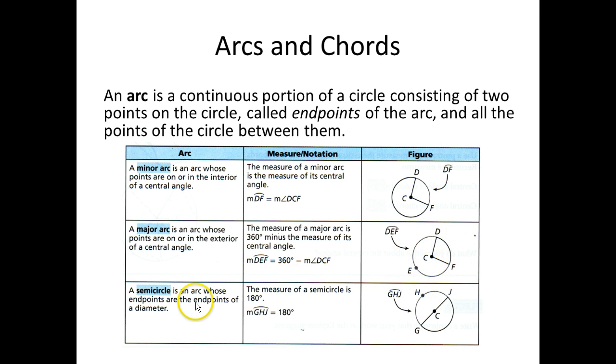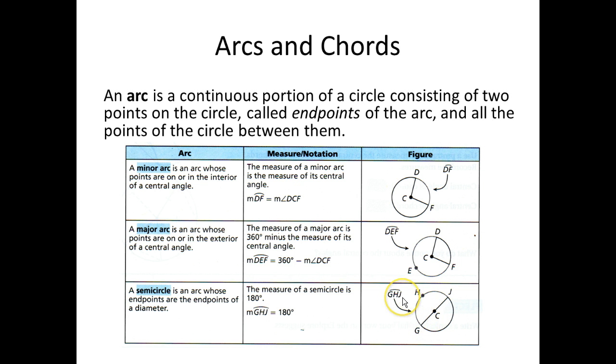A semicircle is an arc whose endpoints are the endpoints of a diameter. So if I have the diameter of a circle, I refer to this arc here as a semicircle. Okay.